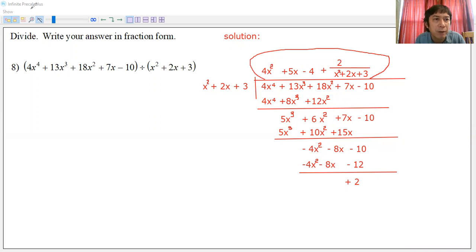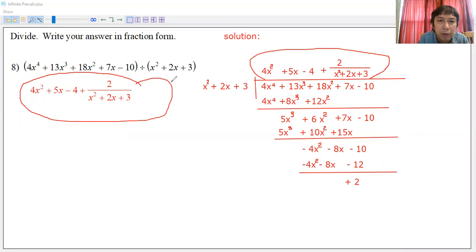We can check and verify. 4x squared plus 5x minus 4 plus 2 over x squared plus 2x plus 3. Here's the computer's database answer, and it matches our answer there. You can see it over there. They're the same, so our quotient is correct. This is what you call the quotient. That's it for number 8.